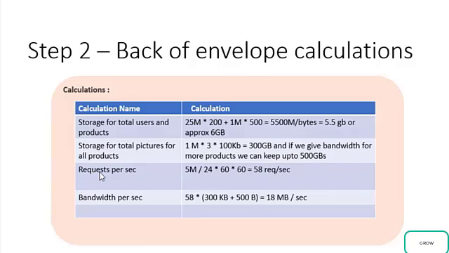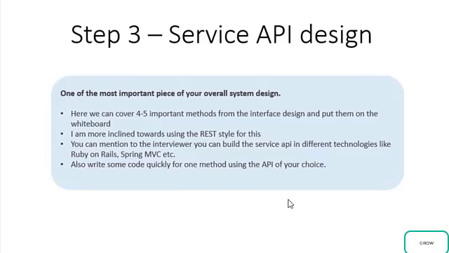So based on this, we can calculate requests per second. We said 5 million active users in a day. So let's find out number of active users per second. So 5 million divided by 24 into 60 gives us around 58 requests per second. Using this, we can calculate the bandwidth per second. So 58 into 300 KB. We said 300 KB of data is being added into the system. Plus 500 bytes. This roughly comes to around 18 megabytes per second.